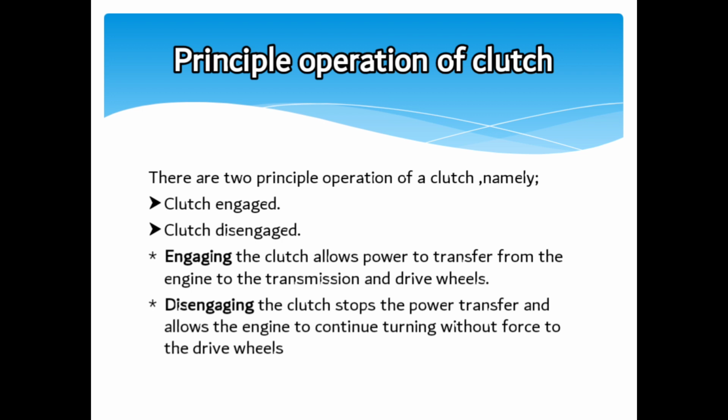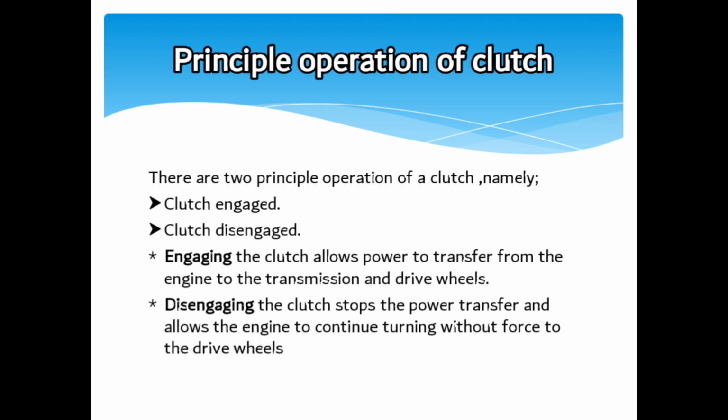Engaging the clutch allows power to transfer from the engine to the transmission and drive wheels, and disengaging the clutch stops the power transfer and allows the engine to continue turning without force to the drive wheels. The clutch is operated by pushing on the clutch pedal inside the vehicle, which causes the clutch to disengage. As the pedal is released, the clutch will engage.